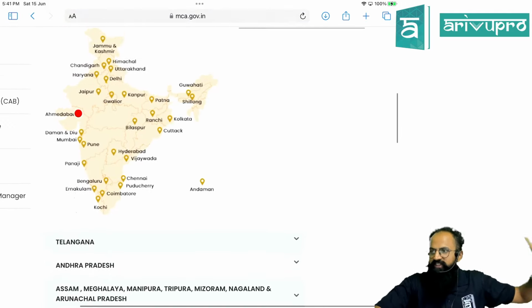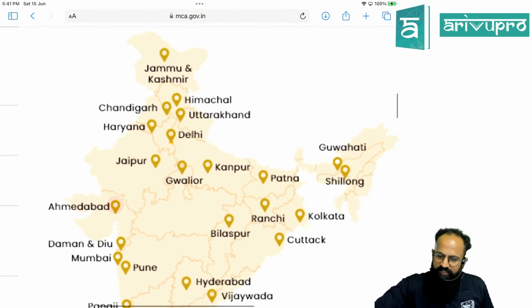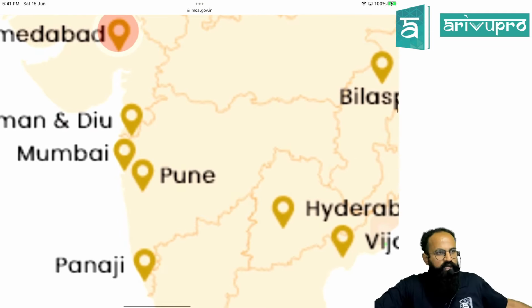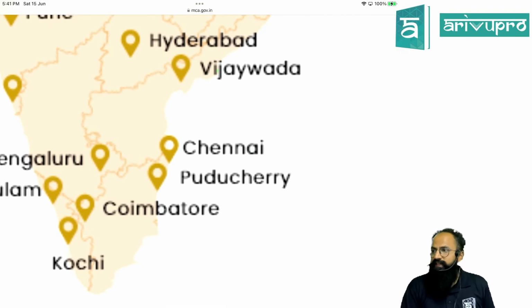Got this? Except for two ROCs, where are they? Maharashtra, that is Mumbai and Pune, and the next is Coimbatore and Chennai. You can see here. These are the only two states where you will find two ROCs. Got it? Got a fair idea?